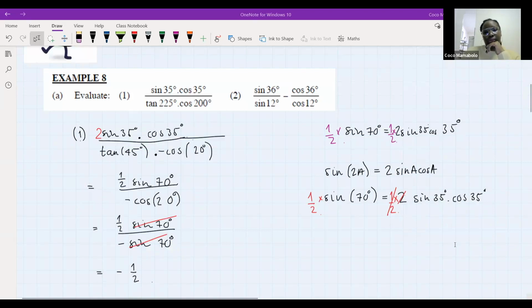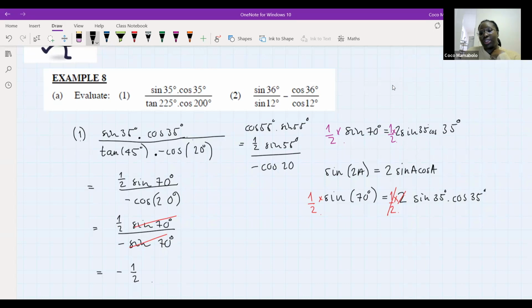Ma'am, can I ask why didn't we change it to sine 55 and leave it cos 35? Which one? For the first one, ma'am. Okay, all right. So if we had changed it to sine 55, we would have ended up with sine 55 or cos 55 and sine 55, correct? And that would have been the same. We would have been able to do the same thing, and then what we would have gotten over here is a half of sine of 55 degrees over negative cos 20 degrees.